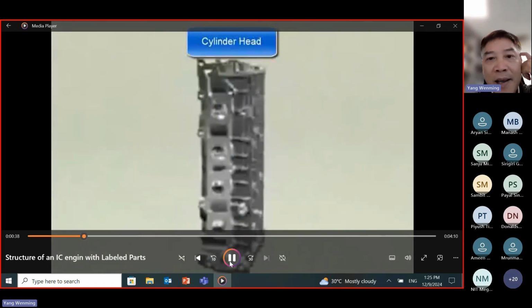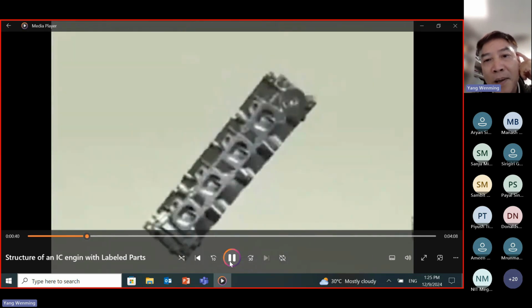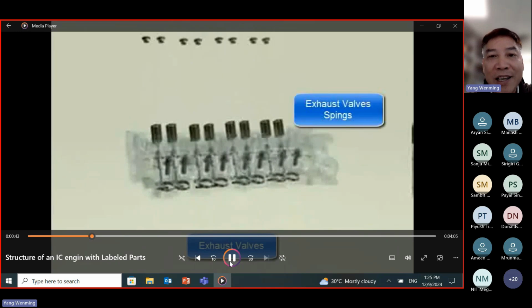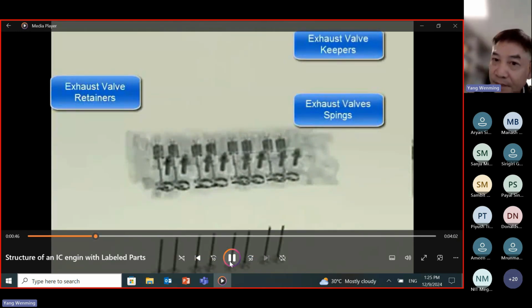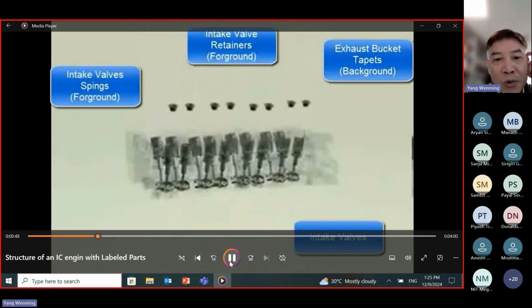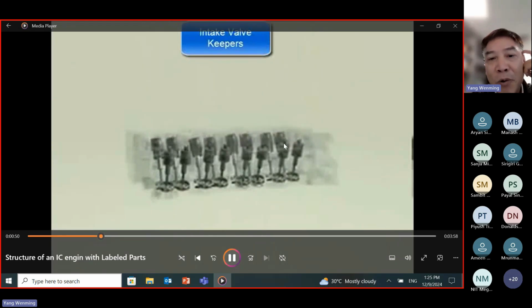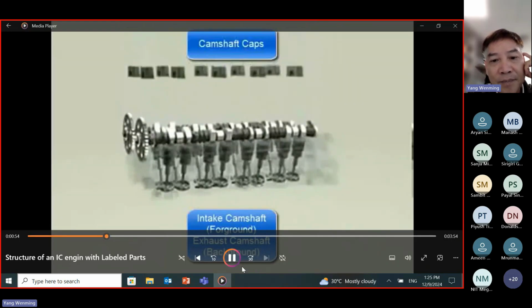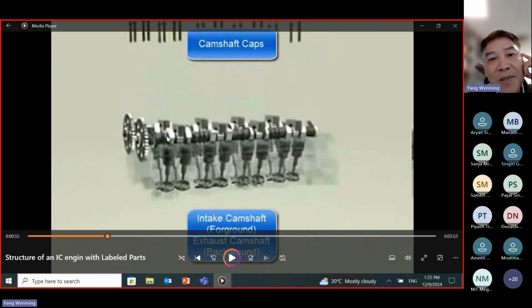Okay, this one is a cylinder head. The cylinder head is used to install the fuel injection system and ignition system. The intake valve and exhaust valve are also installed in the cylinder head.